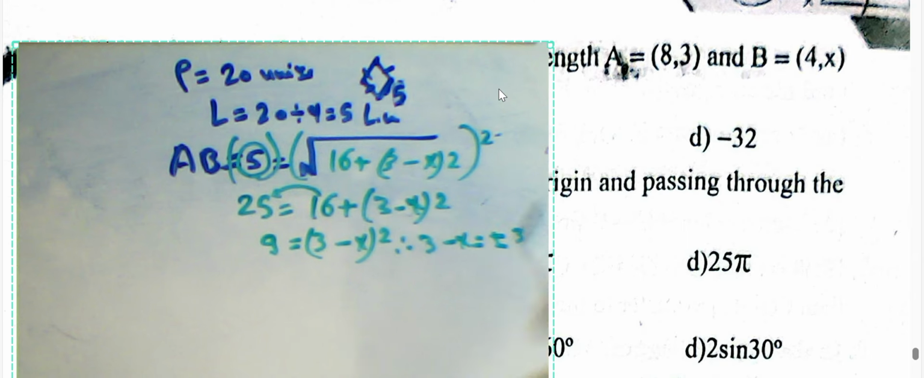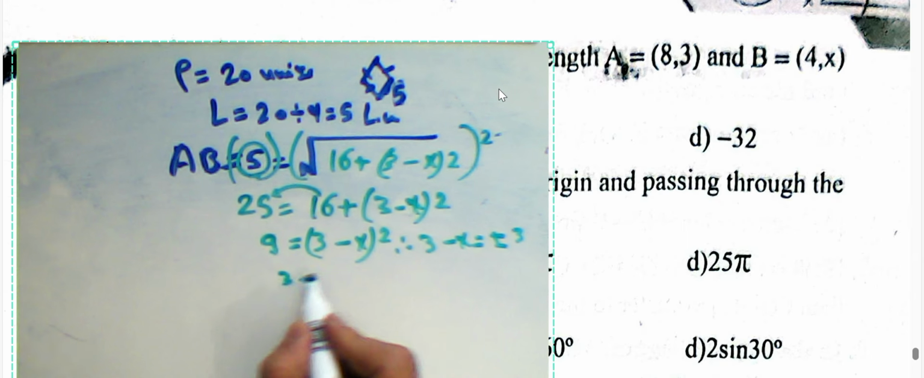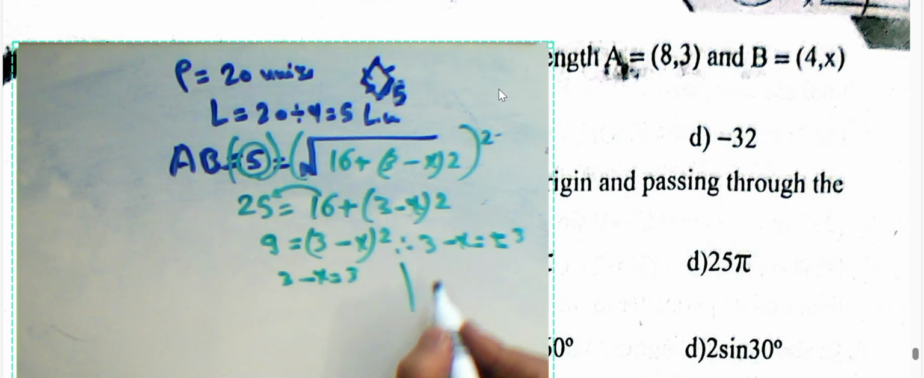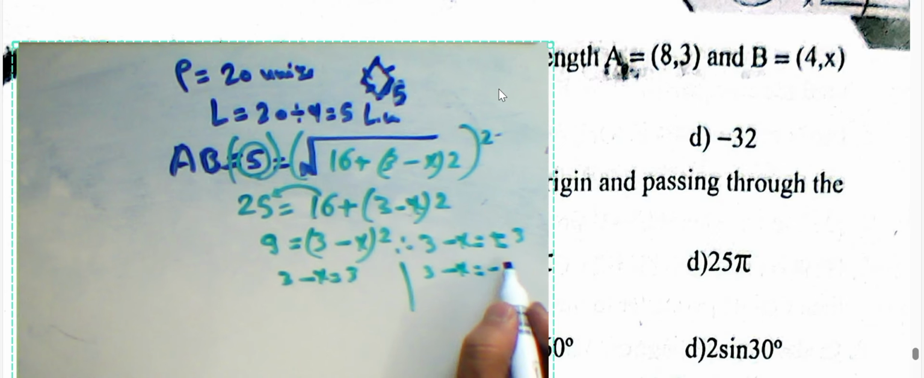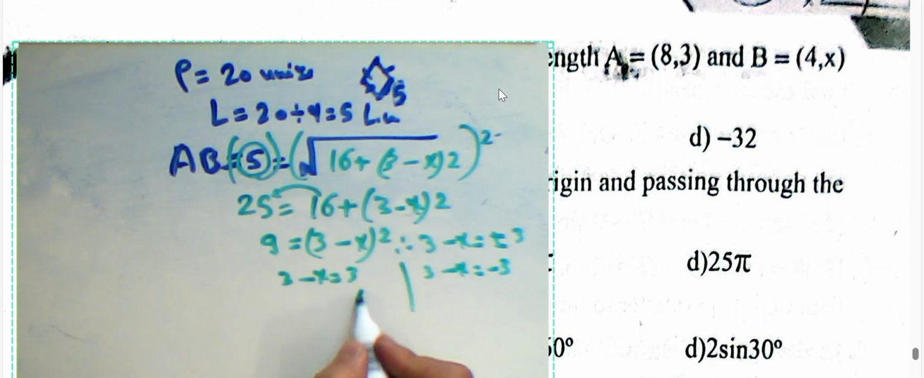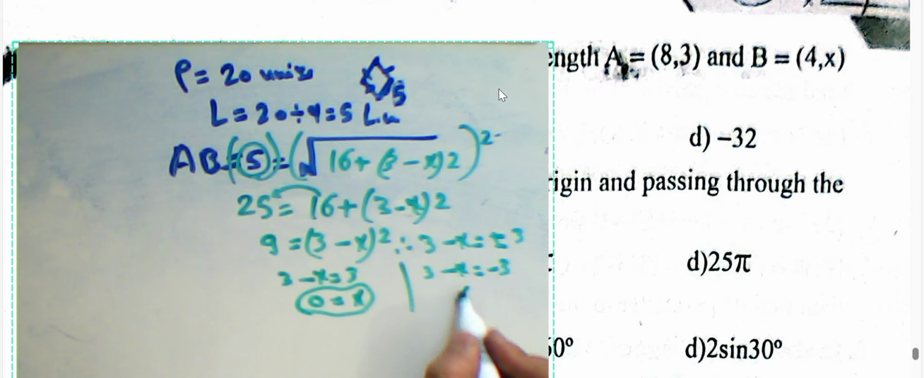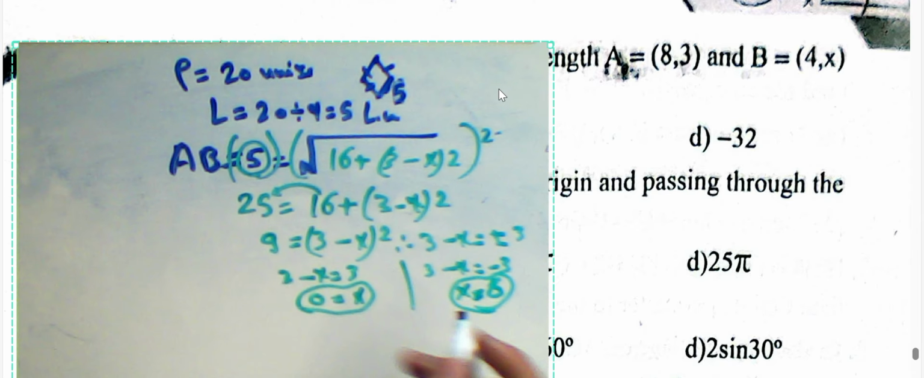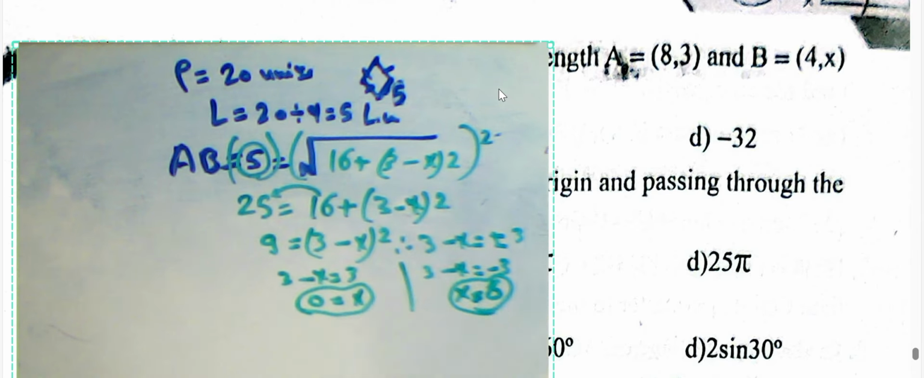Okay. Then the first solution, 3 minus x equals 3, or 3 minus x equals negative 3. We can move x to the left hand side, then the value of x equals 0. And moving x to the right hand side, changing the sign, 3 plus 3 equals 6, and the value of x equals 6. We have two solutions, 0 and 6.